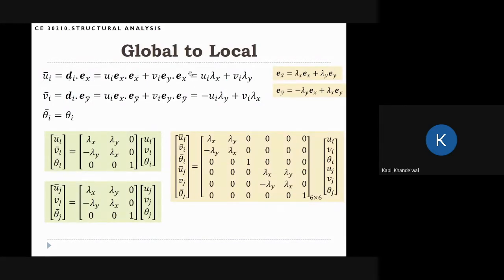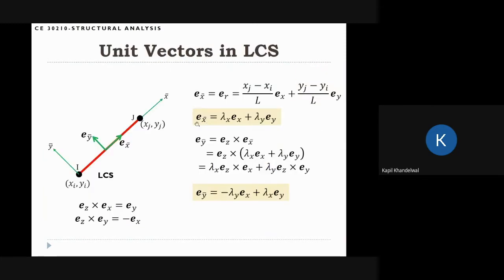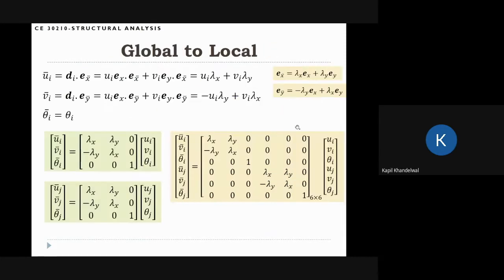And this is just the algebra. I just put the expression for Ex bar that we have here, so I put this expression and dotted it with Di. If we do the algebra, this is the expression we will get.